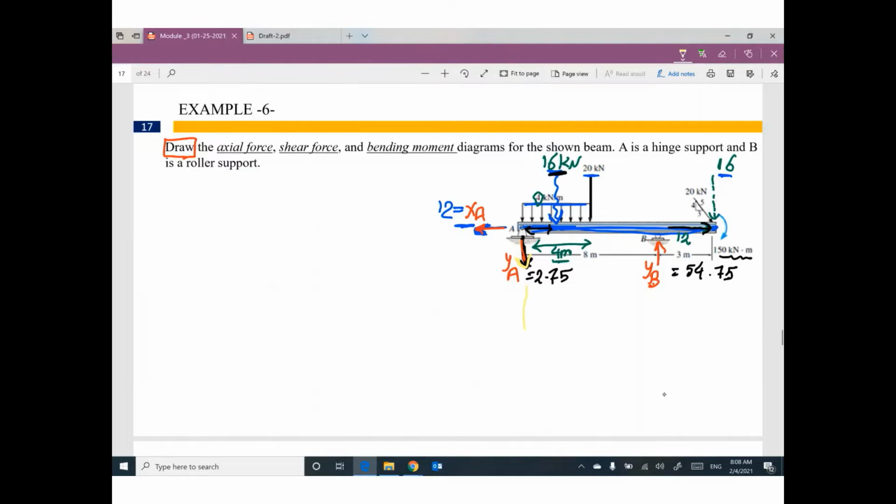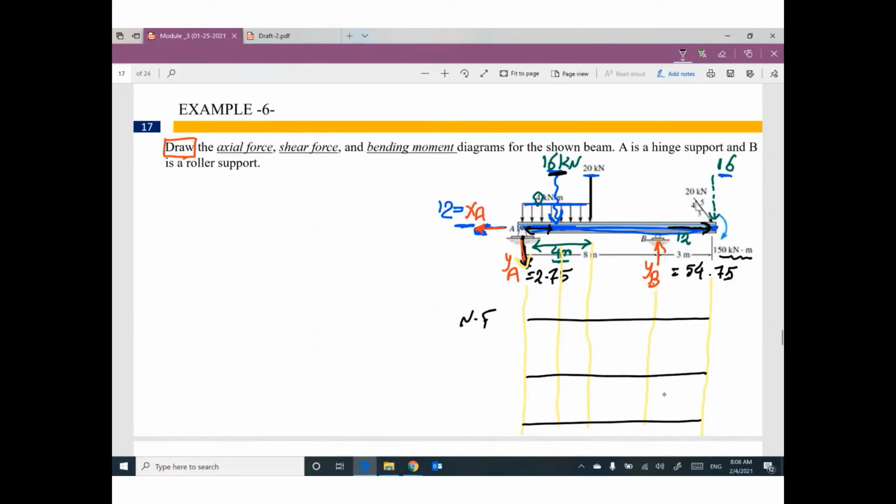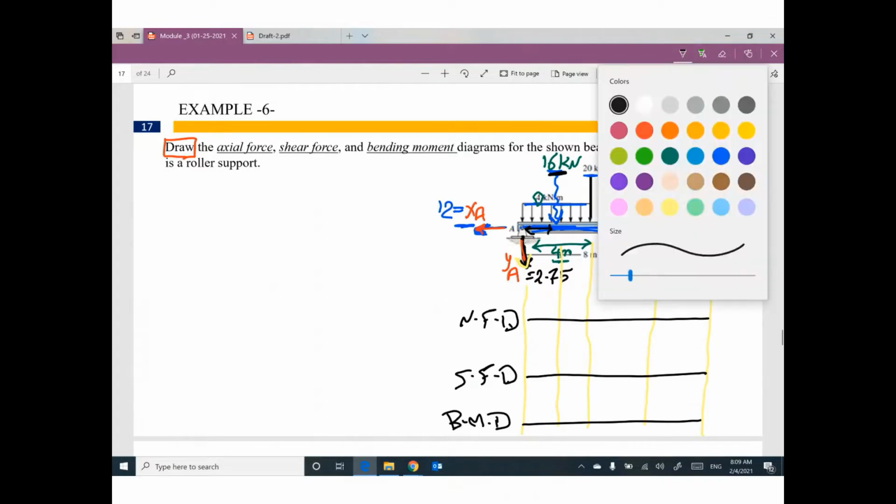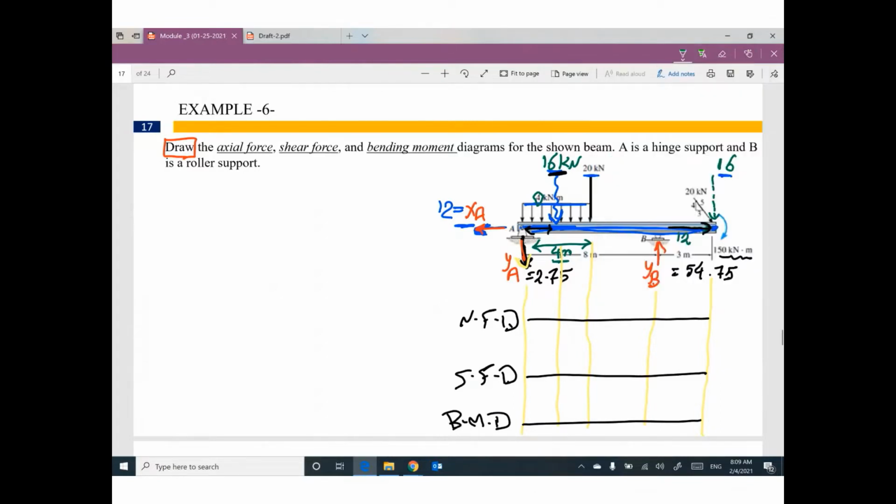I will draw vertical lines at every single part of the beam and draw three copies. One for normal force diagram, shear force diagram, bending moment diagram. The common question, I'm gonna start from left.